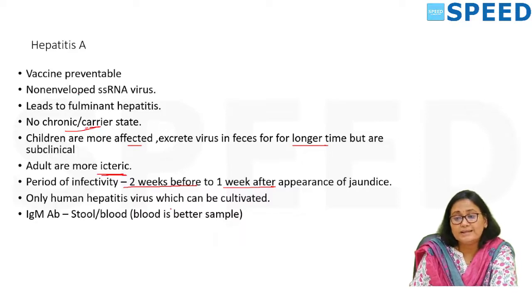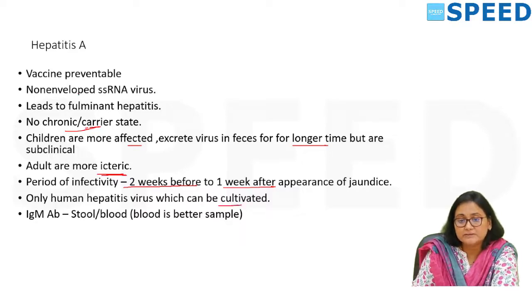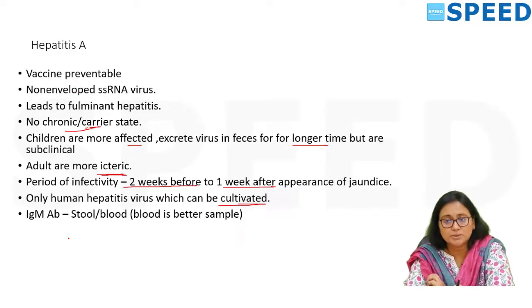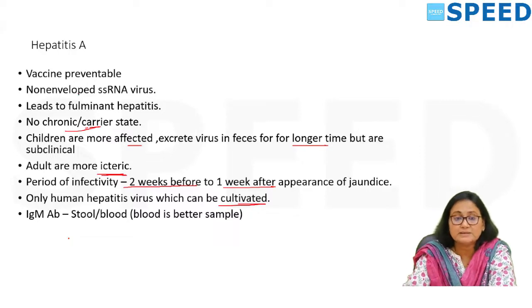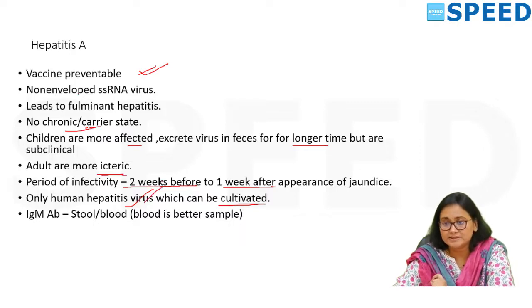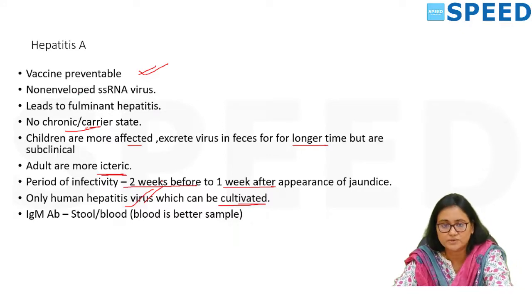This is the only hepatitis virus which can be cultivated, and blood will be the better sample for IgM antibody detection. You can also detect it from a stool sample. So there are a few unique points about hepatitis A virus: it is a vaccine preventable hepatitis disease, there is no carrier, no chronic stage, and it is the hepatitis virus which can be cultivated. And the period of infectivity is 2 weeks before to 1 week after the appearance of jaundice.